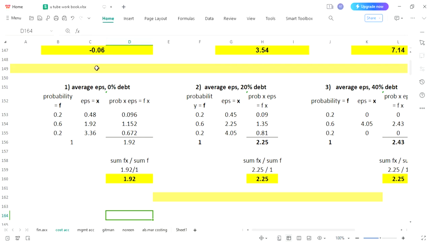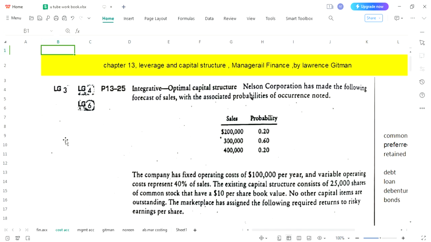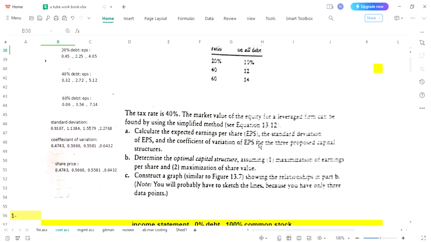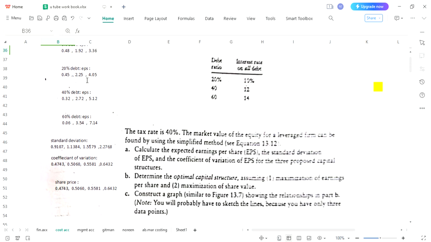Hey guys, hopefully everyone is doing well. Two parts of this question have already been solved. Last part we were doing, we had calculated average EPS for all three options of probability. I'm just reminding you, you are doing question number 13.25, where you have solved part calculation of EPS and calculated EPS for all four options: 0% debt, 20% debt, 40%, 60% debt.